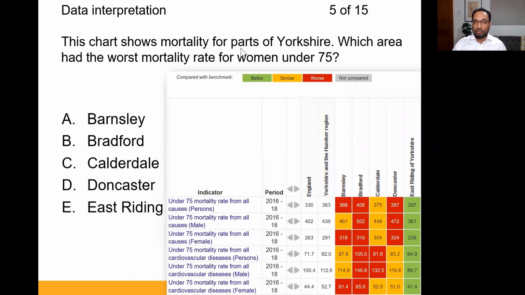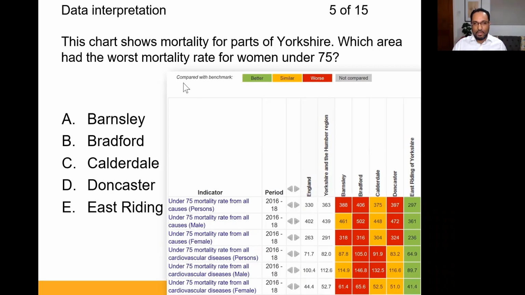So this chart shows mortality for parts of Yorkshire. Which area had the worst mortality rate for women under 75? If you look here, you've got mortality rate, mortality rate, mortality rate, but we've got here mortality rate from all cardiovascular diseases. So do we want to look at these bottom three or the top three, first of all, when we're narrowing it down? The top three, yeah? Because this just says mortality rate. That means mortality for any cause. Whereas these bottom three are only looking at cardiovascular mortality. So we can ignore these three.